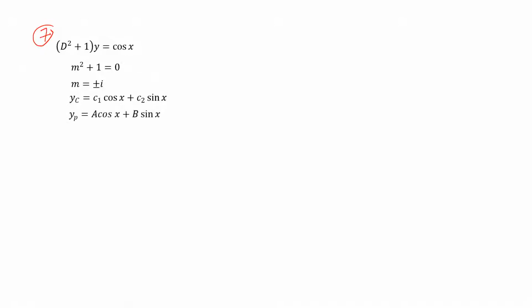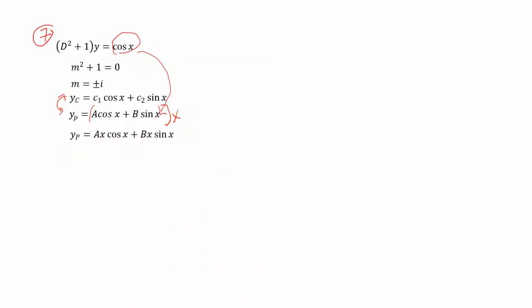Now your y sub p is of course based on this cosine x there. Your y sub p is a cosine x plus b sine x. But if you compare these two, they are the same. So what you do is you have to revise y sub p by multiplying this by x. Then your y sub p is ax cosine x plus bx sine x. Compare: is this similar to this? No longer similar. So we will consider this as already y sub p.